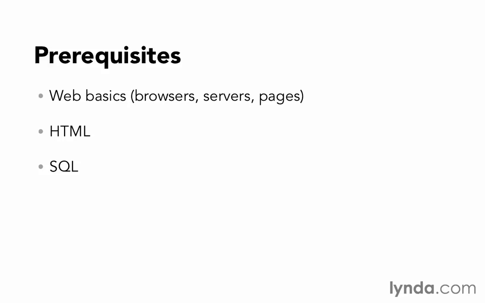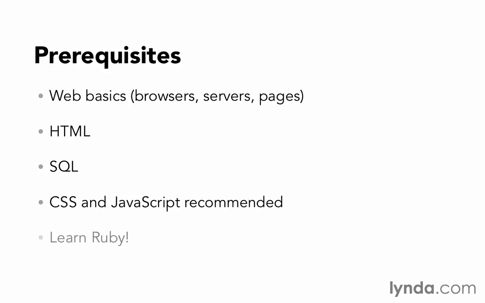I would also recommend that you learn CSS and JavaScript. They're not essential, and you can certainly develop in Ruby on Rails without having either one of them, but they enhance the experience and make your sites better. But the biggest prerequisite is that you should learn Ruby. Now, you don't have to stop and run off to learn Ruby before you take this course. You can absolutely dip your toe in the water by taking this training and then go improve your Ruby skills later on.